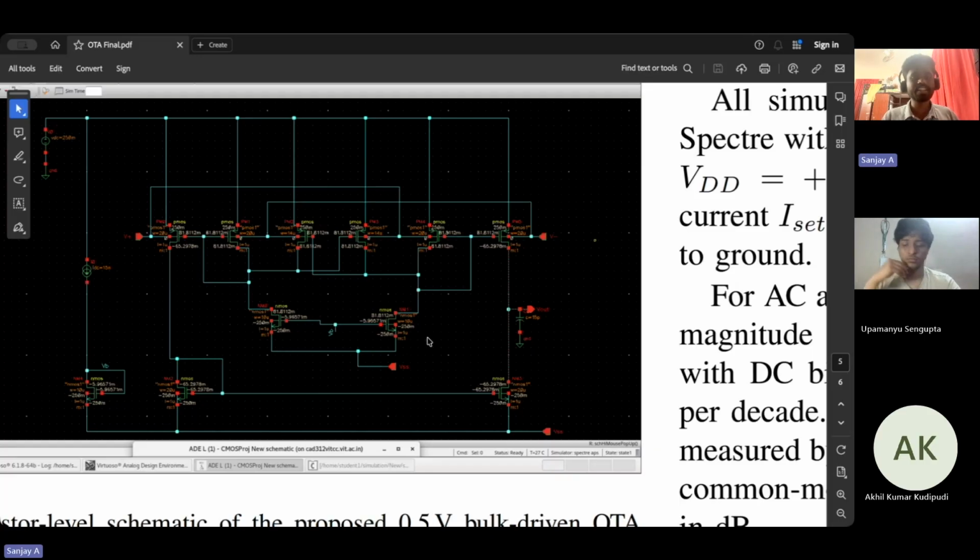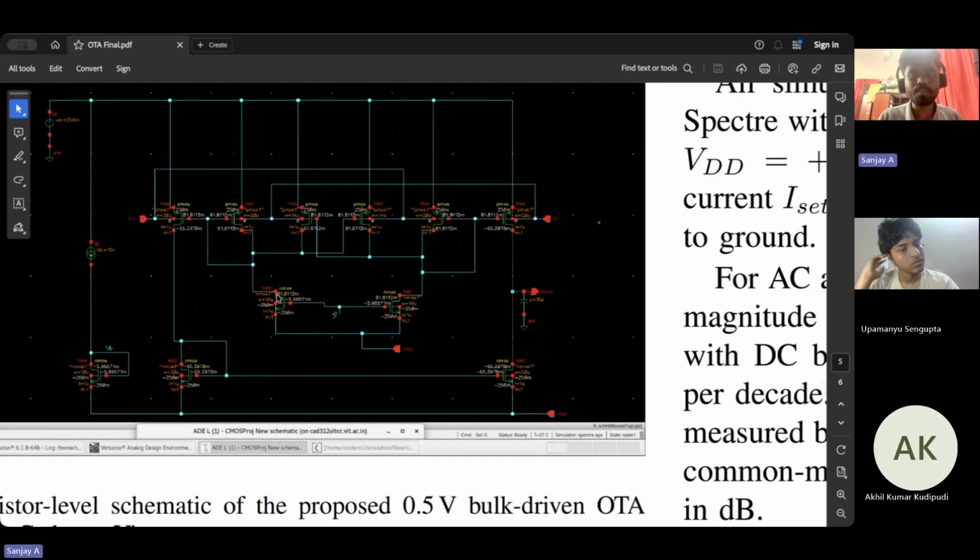Since gain is equal to GM effective into R out, increasing R out directly boosts voltage gain. The PPF gives us approximately 10 dB of gain enhancement. That's the difference between 40 dB and nearly 50 dB of gain. The feedback coefficient is defined as M equal to GM7 or 8 divided by GM2. We set M equal to 0.7.